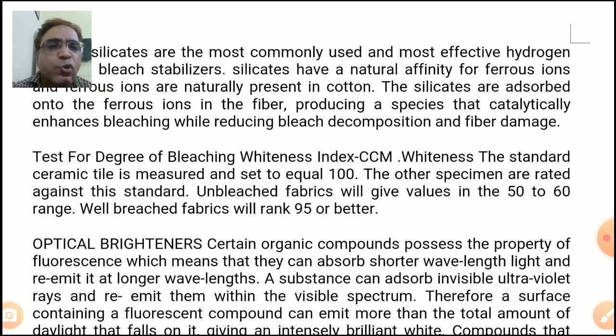So these were the two very important processes for the preparation of the cloth for printing. This I have discussed today with you.